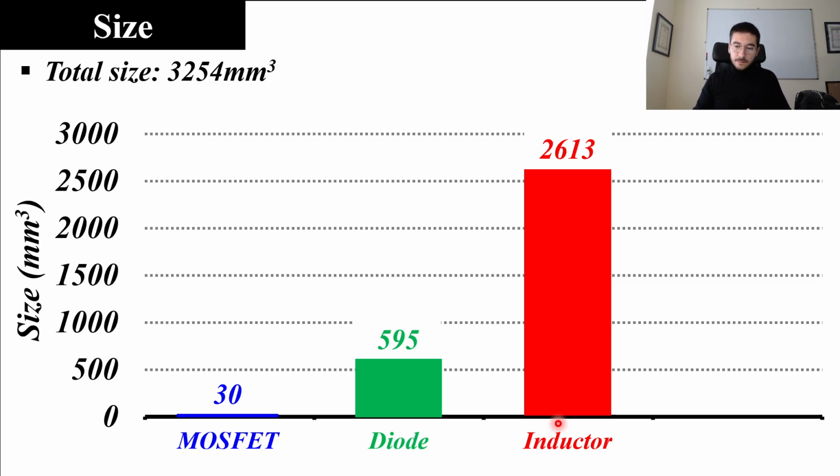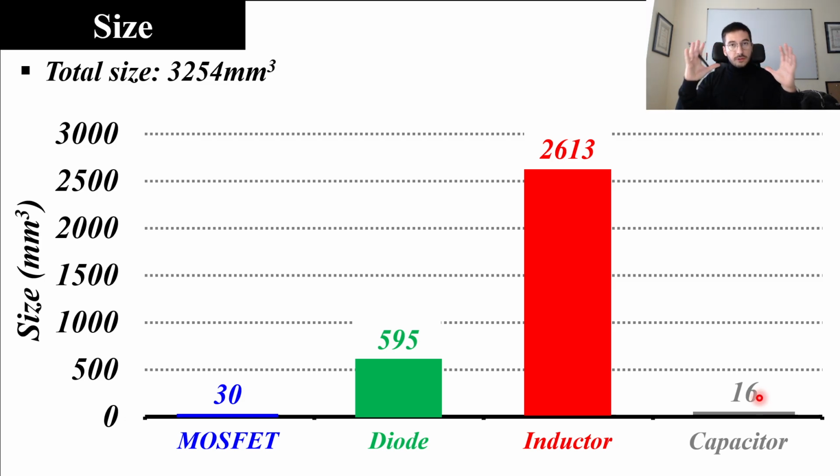The inductor shows the highest contribution to the total size. And finally, we have the capacitor, which in practice is the total size of 5 capacitors connected in parallel, as we explained in the design steps. And as you can see, the contribution is very small.